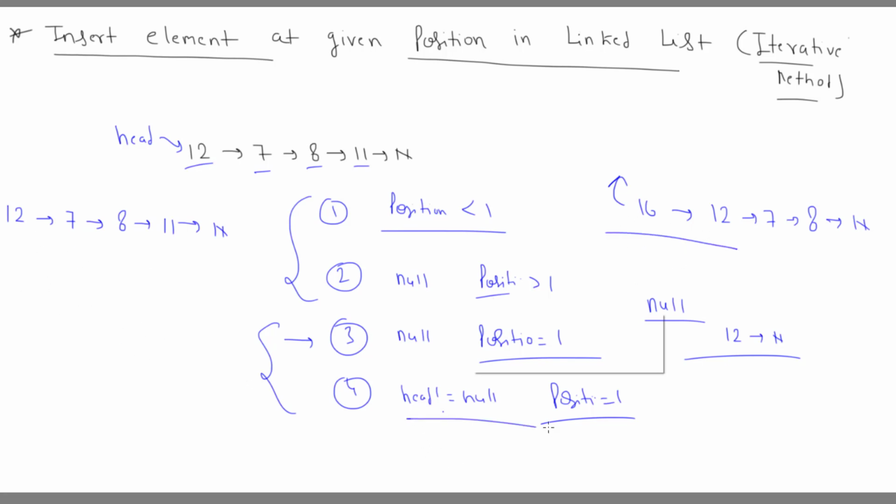Now in this case, if head is not null and position is 1. Now where can the user add? The user can add at the second position, third position, fourth position, and fifth position. Second position means, let's say I want to add 16, so 16 will come here: 12, 16, 7. If it is the third position, it will be 12, 7, 16. Fourth position then 12, 7, 8, 16. Fifth position then 12, 7, 8, 11, 16. But if the position is greater than that, we can't add because it's not a valid position.